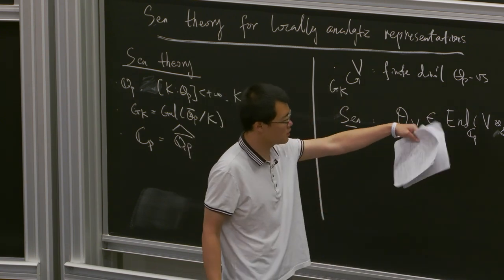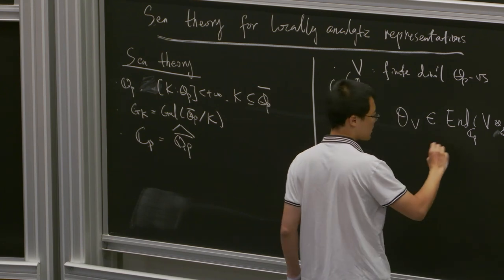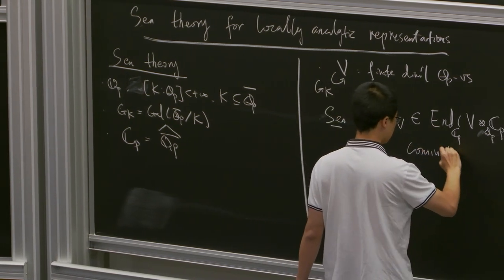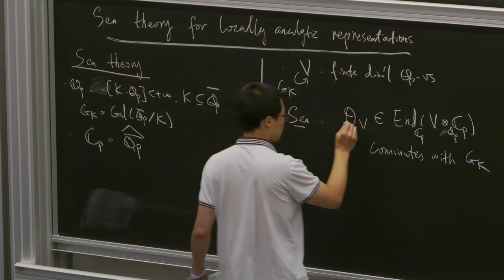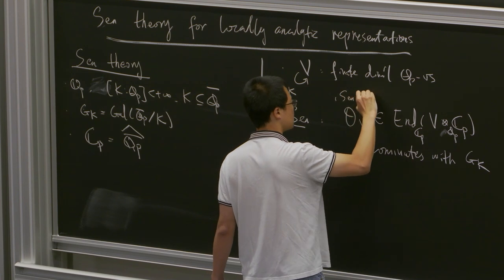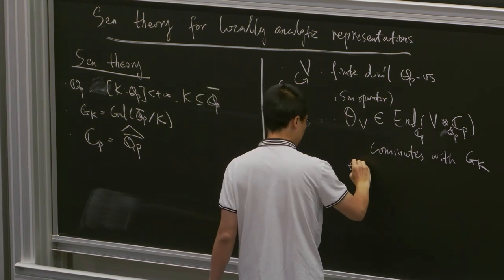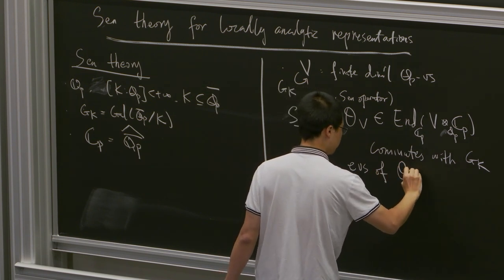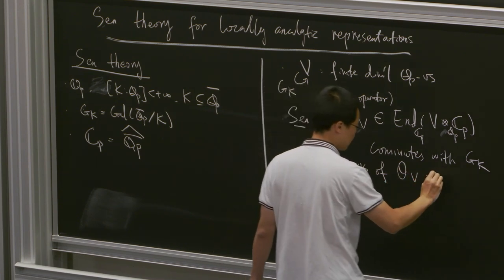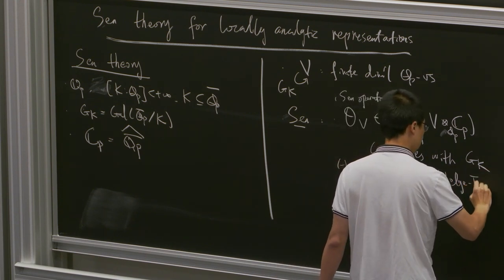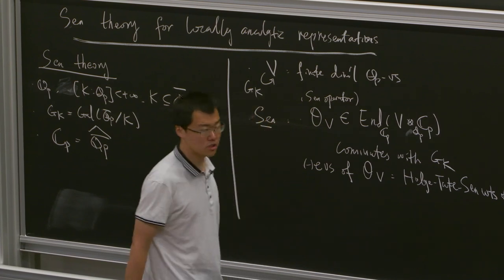So if you choose a basis of V, say the dimension is n, it's just an n by n matrix. And it has the property that it commutes with the diagonal action of G_K. And this you should call the Sen operator. And usually the eigenvalues of the Sen operator, possibly up to a sign, are called the Hodge-Sen-Tate weights of V. Sometimes people call them generalized Hodge-Tate weights.